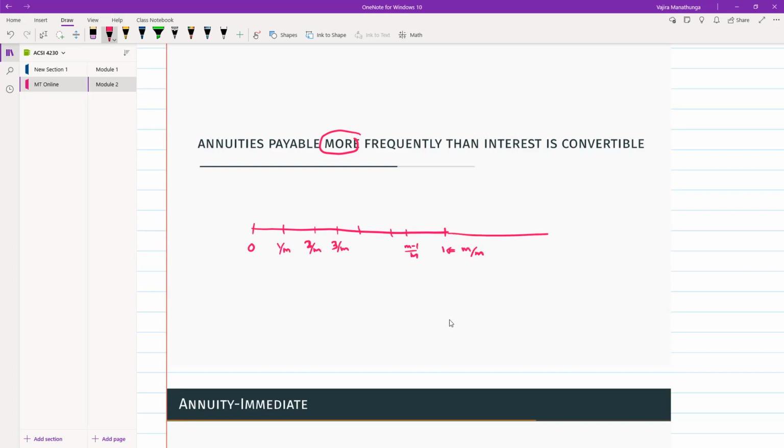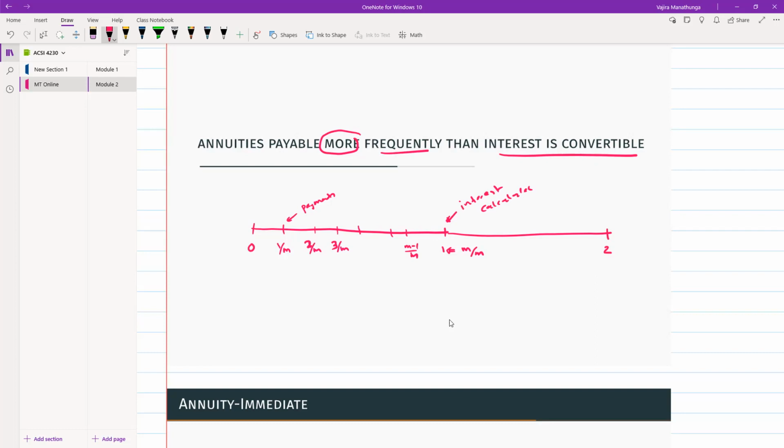Then you can have another interest payment period, period 2, and you get payments in between. These are payments, and then at this point the interest is calculated. So payments are more frequent than interest is convertible. It's the opposite of what we learned in the previous section.